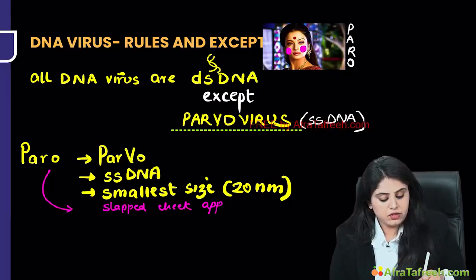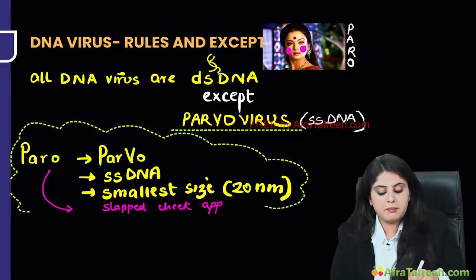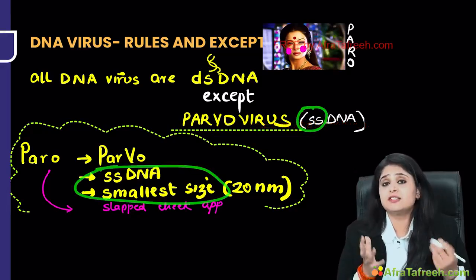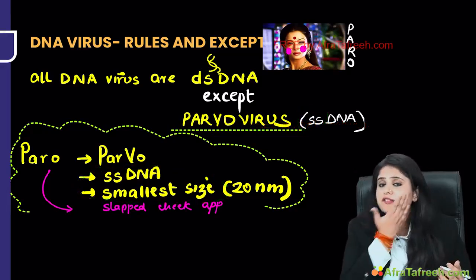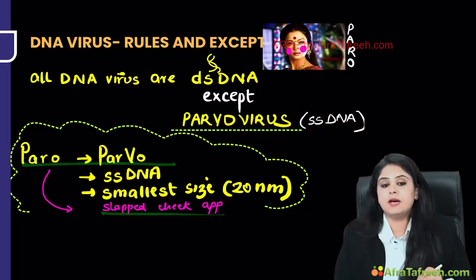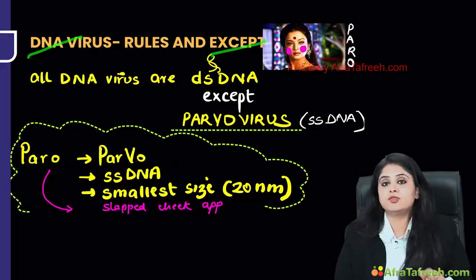That is the entire story of Paro that you have to know. So repeating, Paro is left alone, so she is single-stranded. Paro is also the smallest. That is why she's crying. She's crying a lot. Her cheeks have become red. So reddish color rash, slapped cheek appearance is also seen with parvovirus, and DNA viruses and exceptions are done.